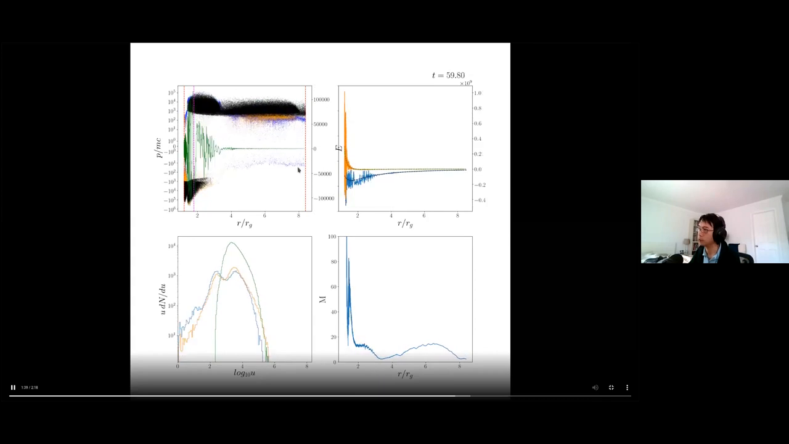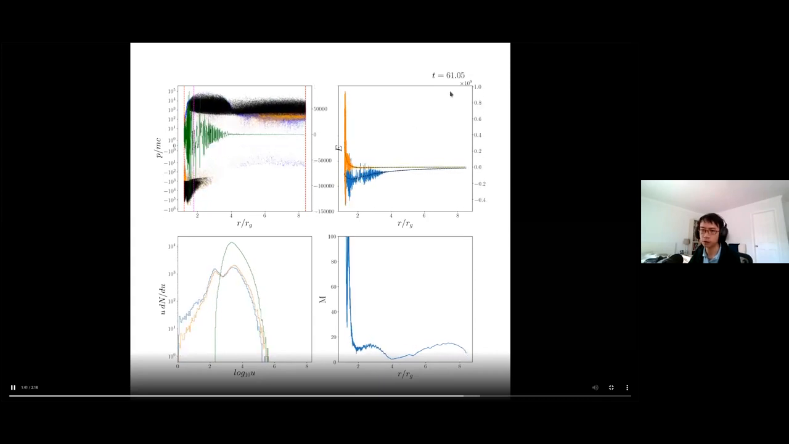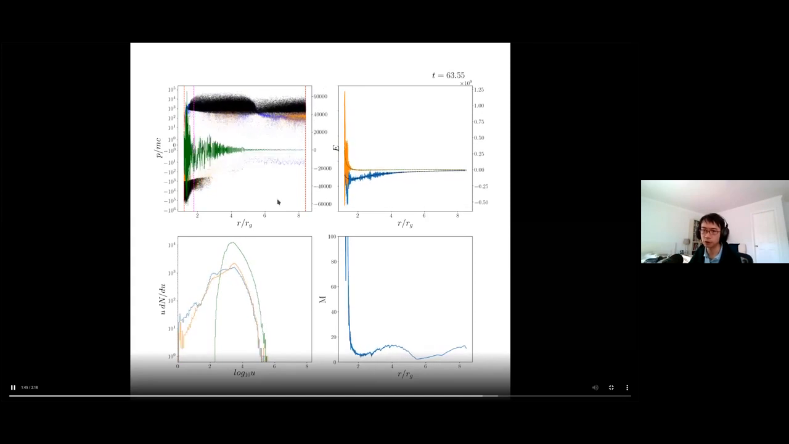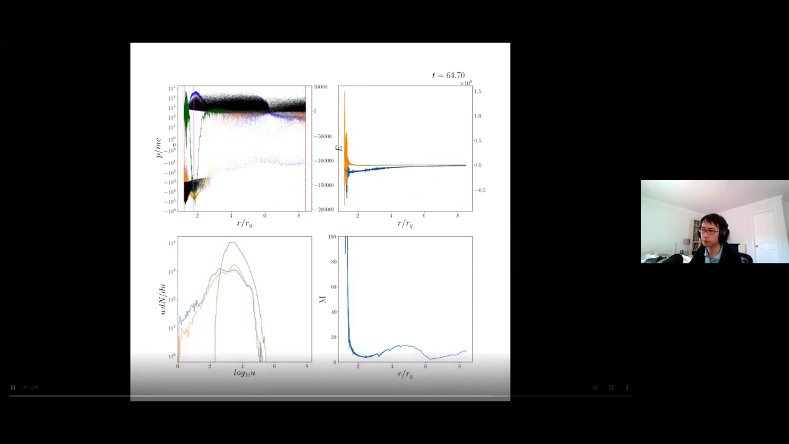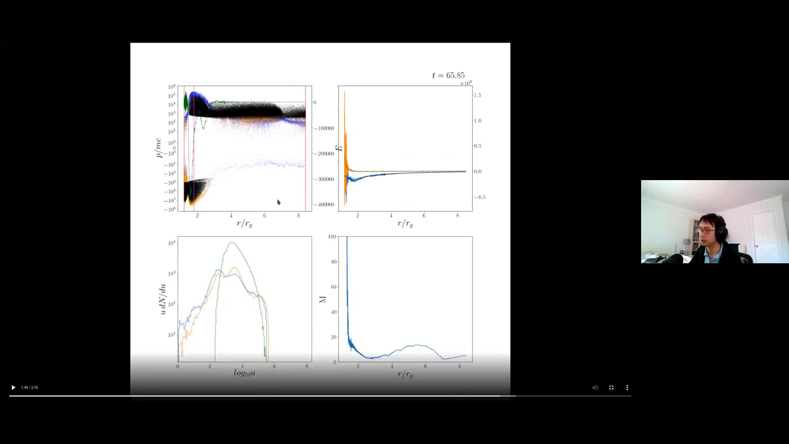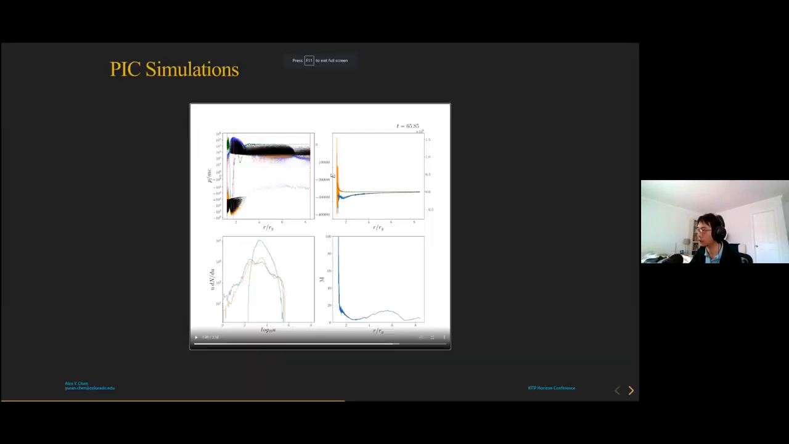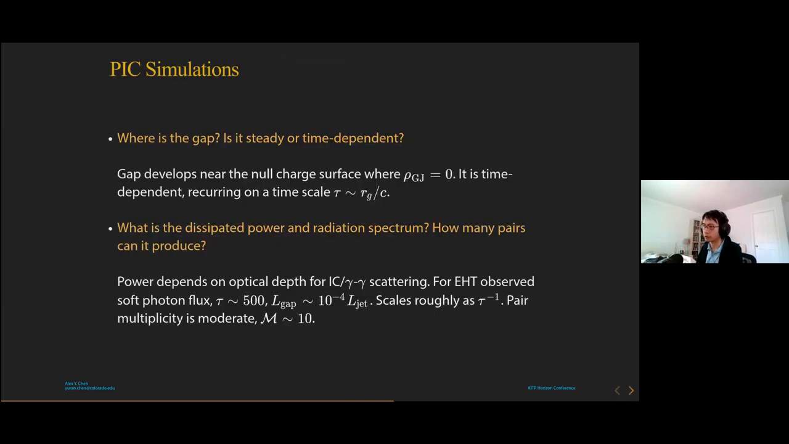So we ran this for close to 100 RG over C. The recurrence timescale is about 10 times RG, and the gap size is about 1 RG. So we can basically answer almost all the questions I posed from these kinds of simulations.